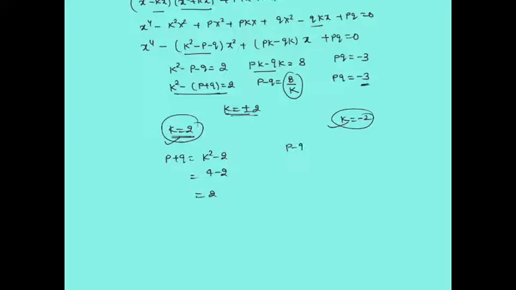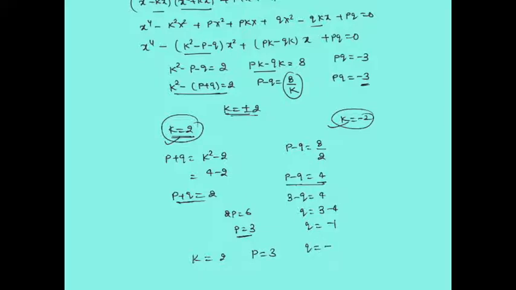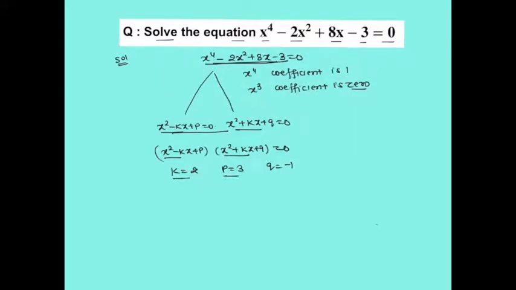Similarly, p - q will be 8/2, so p - q = 4. So p + q = 2 and p - q = 4. If I add them, we get 2p = 6, so p = 3. If I put the p value here, we get 3 - q = 4, so q = 3 - 4, so q = -1. So the k value is 2, p value is 3 and q value is -1. If I put the k, p and q values, one factor will be x^2 - 2x + 3.